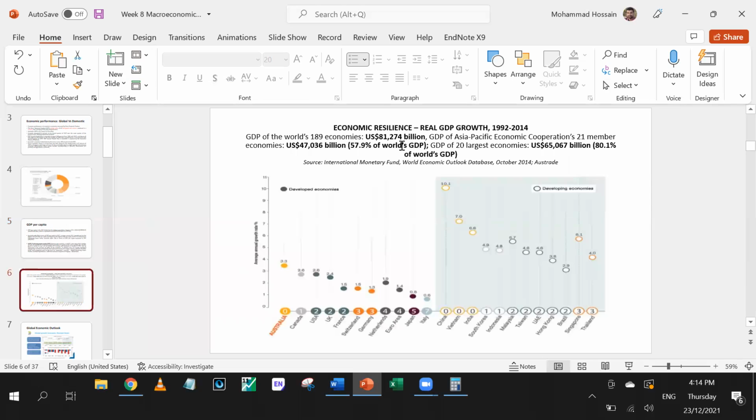So this is economic resilience. Economic resilience, real GDP growth from 1990 to 2014, meaning resilience in terms of how strong the economy is, and how well it can handle a disaster within an economic system.